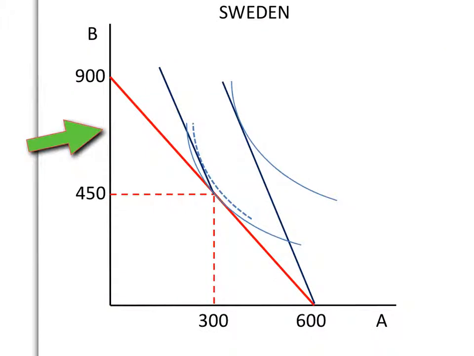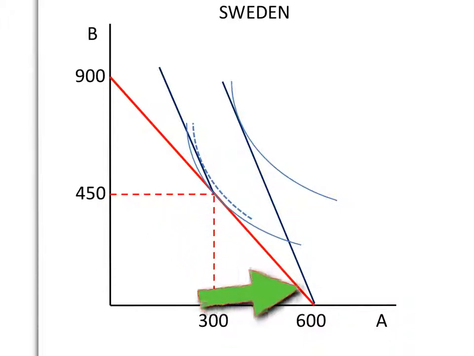In this diagram, we try to show all the outcomes before trade, after trade with perfect mobility, and after trade with perfect immobility. What we have here is that before trade in autarky, in Sweden they will produce 450 units of B and 300 units of A, and if you don't have trade, whatever you produce is what you consume. So before trade, the consumption and production point is right there.